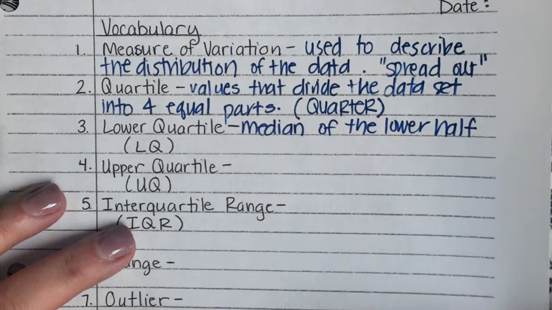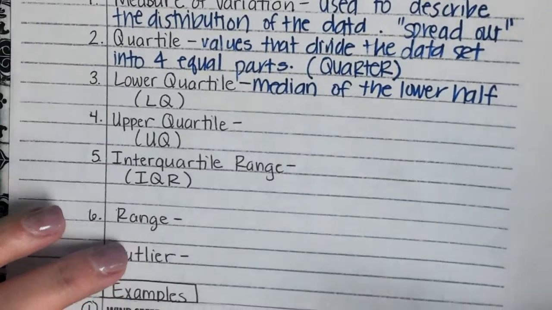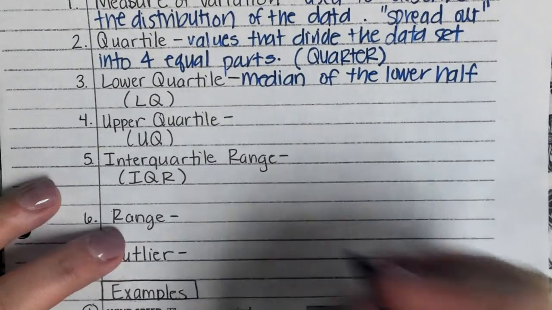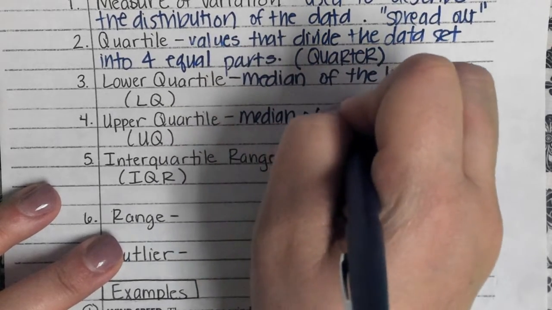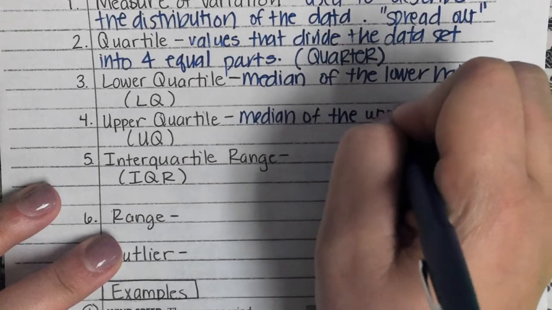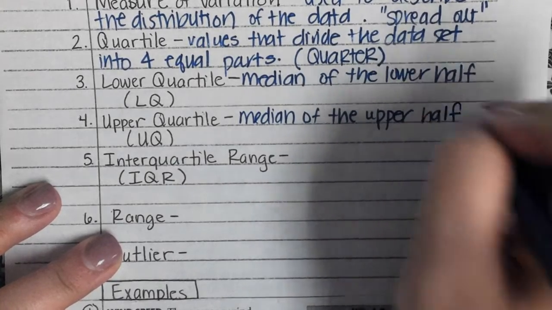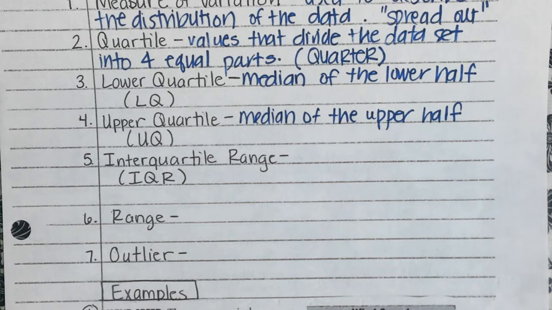So if the lower quartile is the median of the lower half, what do we think the upper quartile is? The median of the upper half. You got it. Now, what was median again? Median is the middle. So we have the median, we split it into 2 chunks. Now we take the median of the upper half and the median of the lower half, and we now have 4 chunks, or 4 quartiles.